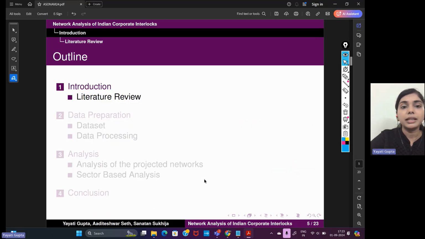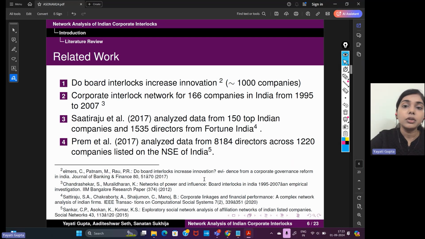Talking about some related work in this direction, for India, this work has been pretty limited. We have been able to find a few publications that have studied this network in the past, but most of these studies are small scale and they study around 1,000 companies. So these are some of them.